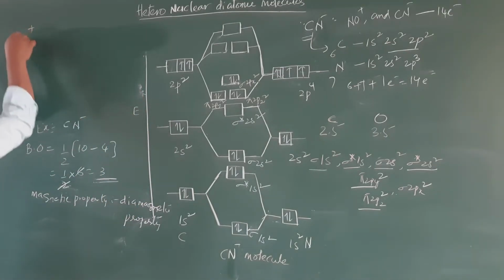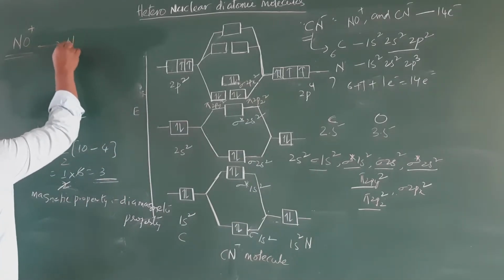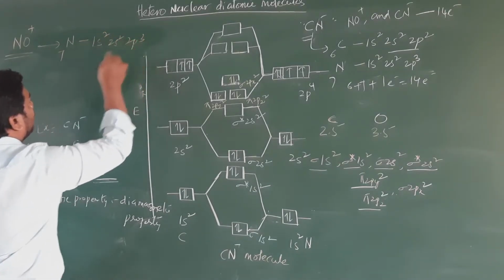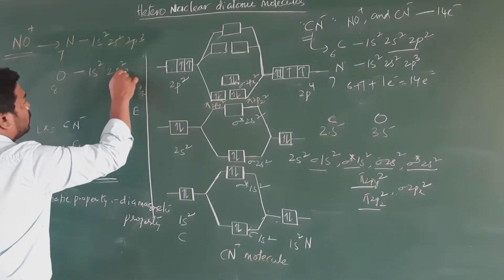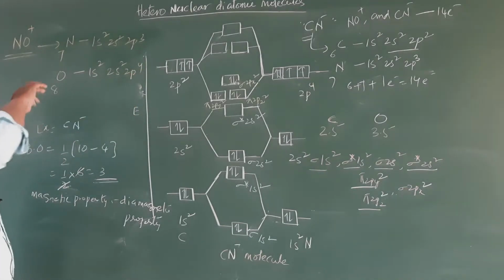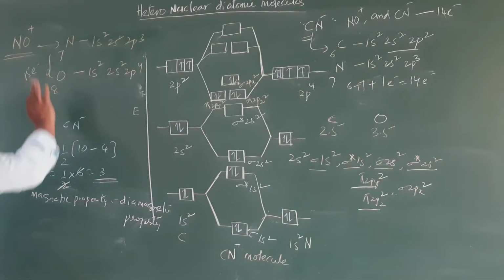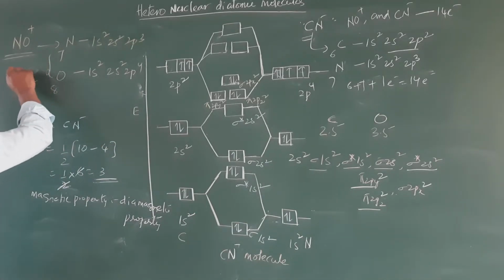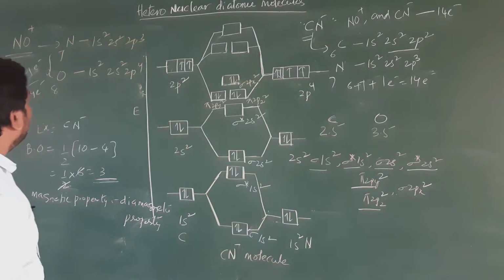The third example is the isoelectronic configuration NO plus, student. This is the molecular orbital energy level diagram of NO plus. Nitrogen we know very well: atomic number 7, that is 1s2, 2s2, 2p3. Oxygen atomic number 8, electronic configuration 1s2, 2s2, 2p4. So this is a 15 electron system. The NO molecule is a 15 electron system, but here it is losing 1 electron. So 15 electrons minus 1 electron is equal to a 14 electron system, student.